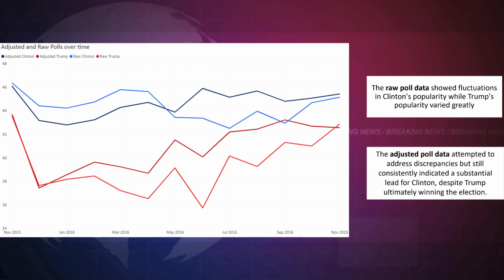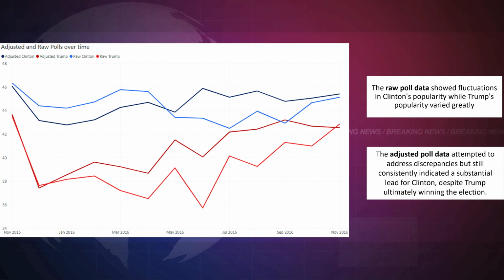Thanks, Lila. Another big thing to consider is time. Let's take a different angle and look into how our data behaves over time. Firstly, we have a graph of our raw poll data compared to our adjusted data over time from November 2015 to November 2016. For this case, we decided to look at our raw data and adjusted data because we wanted to confirm trends and see if there are disparities between them over time.